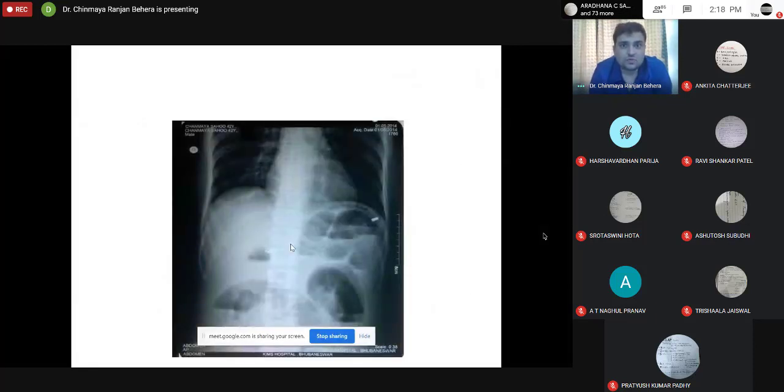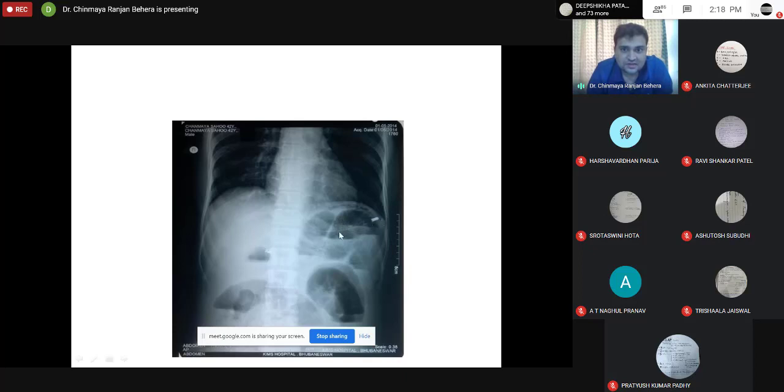Now coming to another X-ray. This is an X-ray. See, everything is written here. X-ray abdomen, erect, AP view. Okay, this is how you say it in the exam: this is an X-ray of abdomen, AP view, erect posture, showing what you can see here.